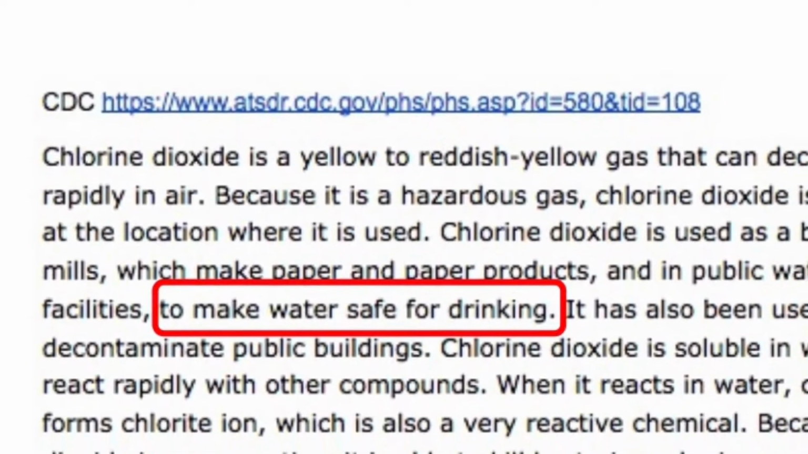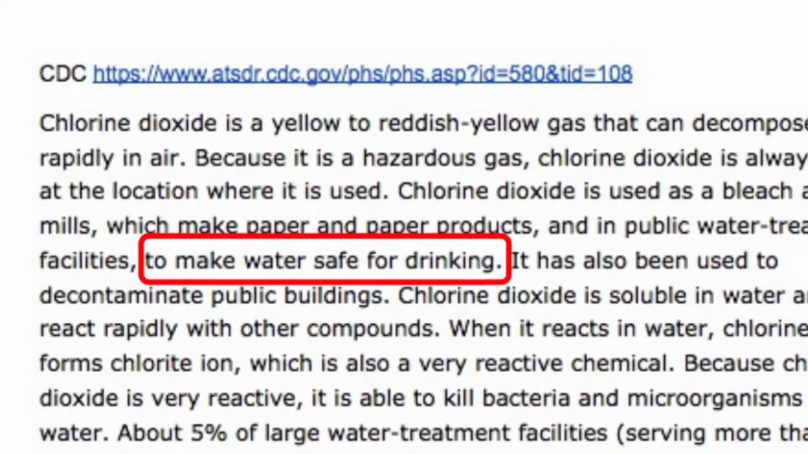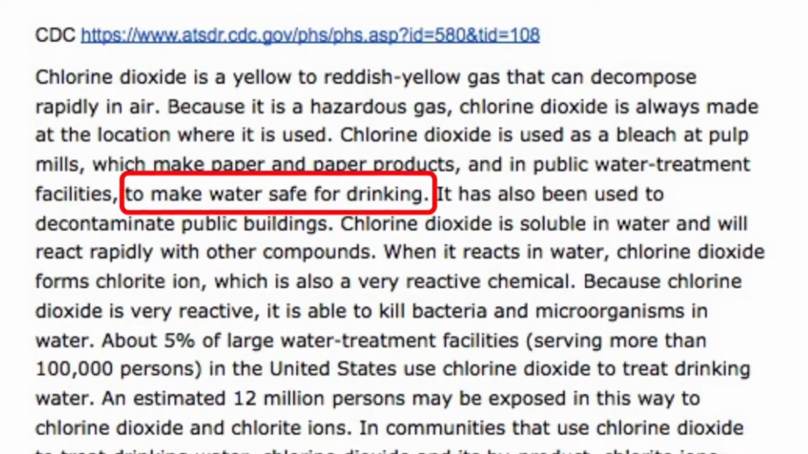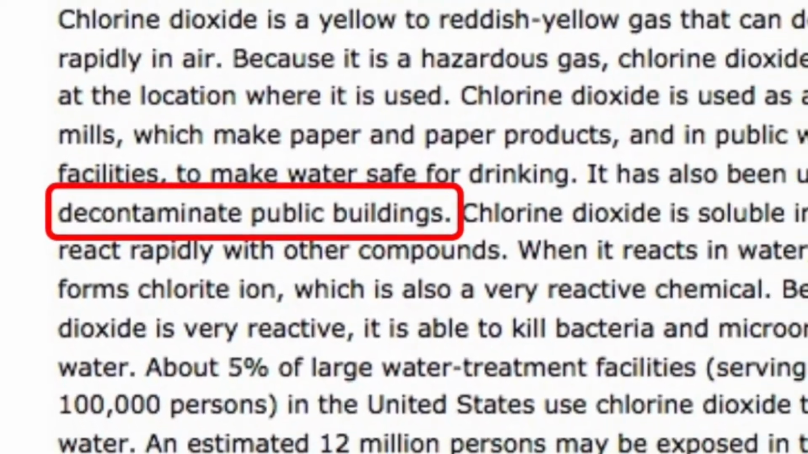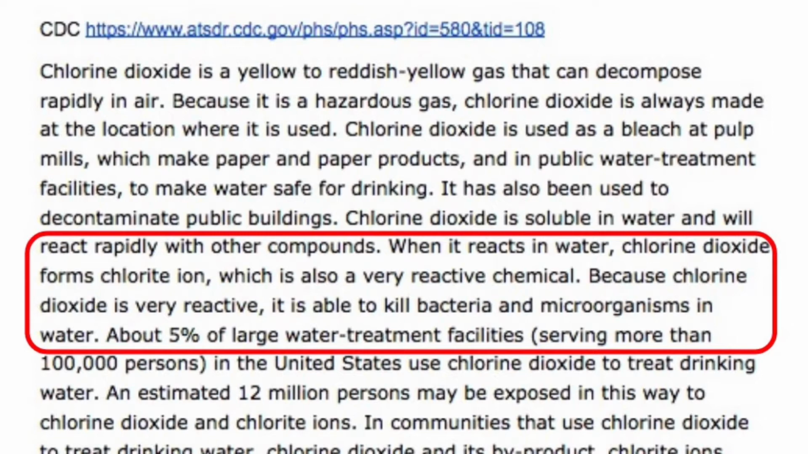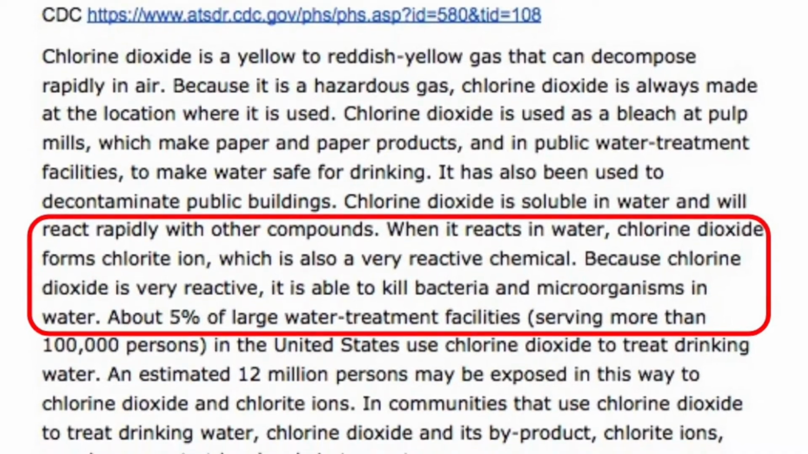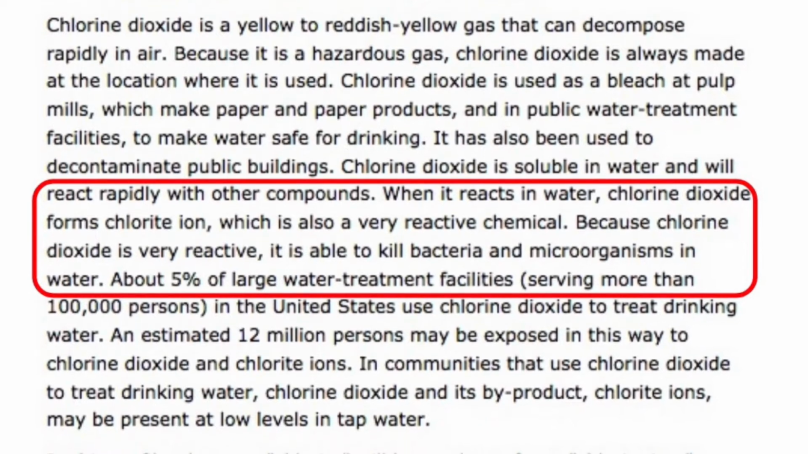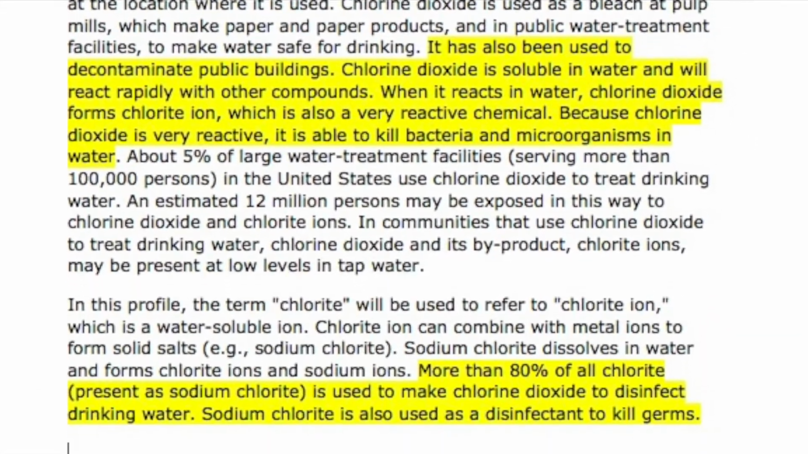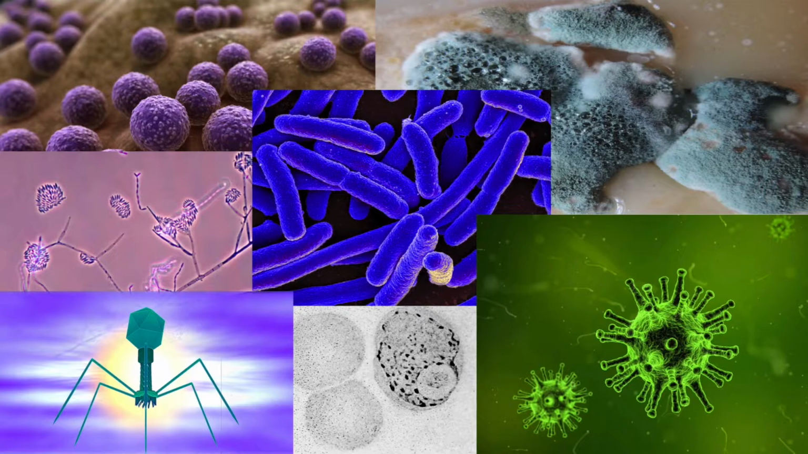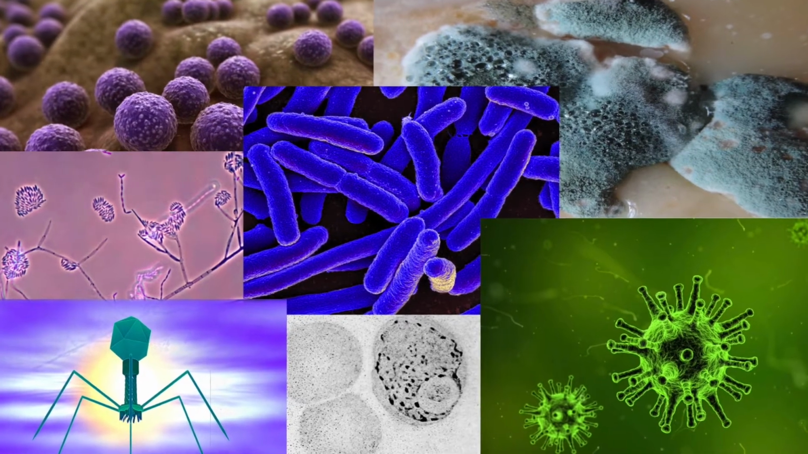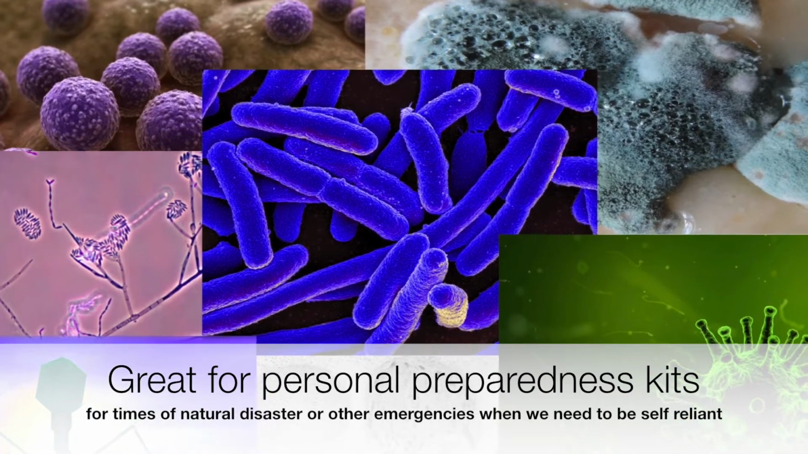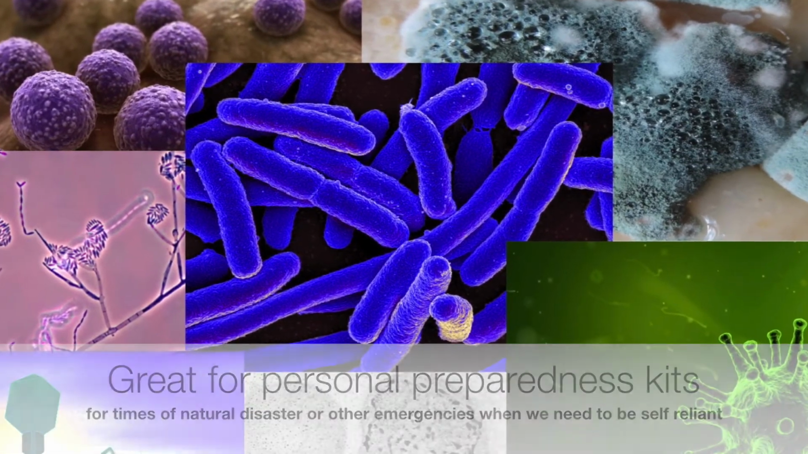According to the CDC, chlorine dioxide gas is primarily used in public water treatment facilities to make water safe for drinking, but it has also been used to decontaminate public buildings. When it reacts in water, chlorine dioxide forms chloride ions, which is also a very reactive chemical. Because chlorine dioxide is very reactive, it is able to kill bacteria, viruses, mold, fungus, and other microorganisms.